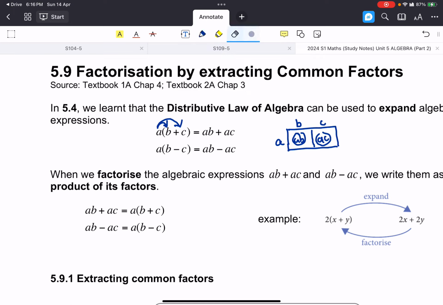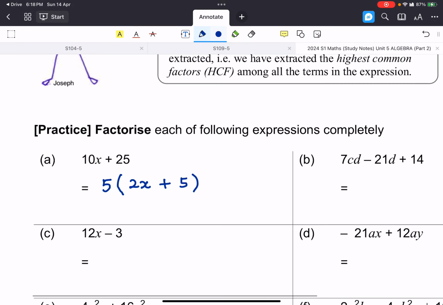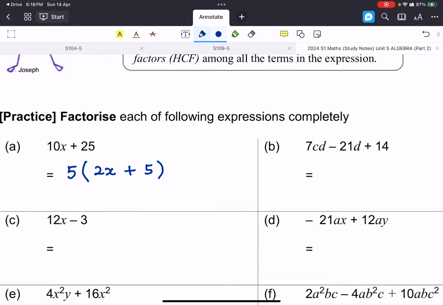Okay, so the first one over here is 10x plus 25. When I observe 10x and 25, I will notice that the highest common factor between these two terms is 5. So if I take out the common factor 5, what's left behind is actually 2x, right? Because 10 divided by 5 is 2, and then the x is still there, and then we have 5 over here. When we look at the portion that's inside the brackets, you'll find that there is no more common factor. So this is the simplest form, and that's where we say that it has been factorized completely, right? Okay, next example.